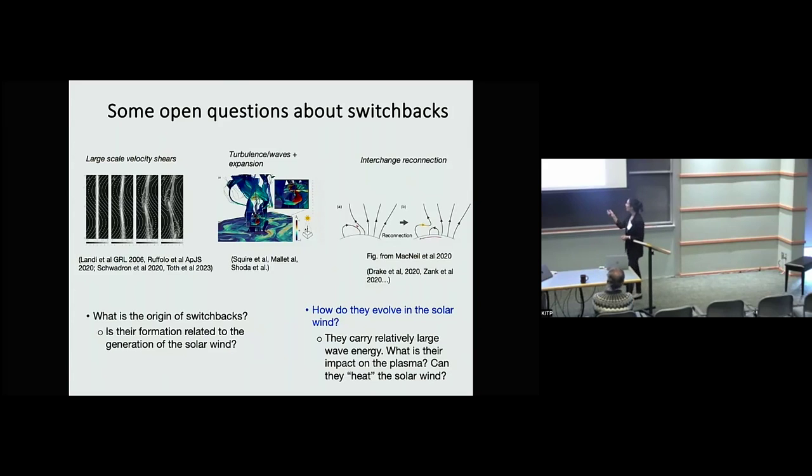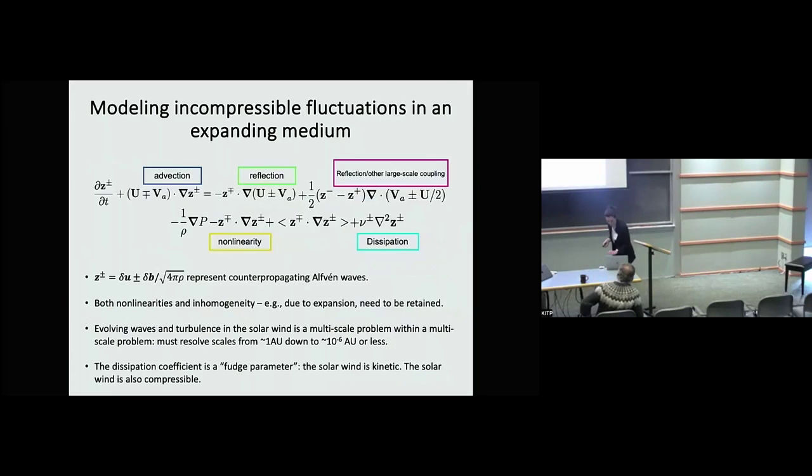The other important question is, okay, once you formed them, how do they evolve? And answering this question is important to understand if they can have any impact at all on the thermodynamic properties of the solar wind. Now, key to this discussion is the role of the inhomogeneity of the medium on the evolution of fluctuations. And so this is the starting point to study the evolution of fluctuations and turbulence in an inhomogeneous medium.